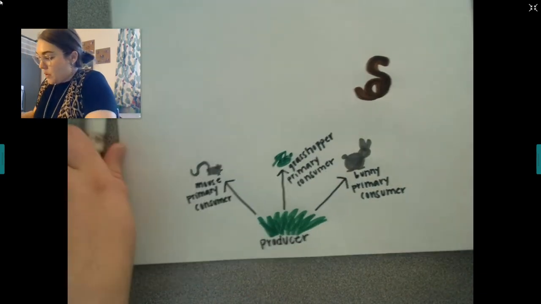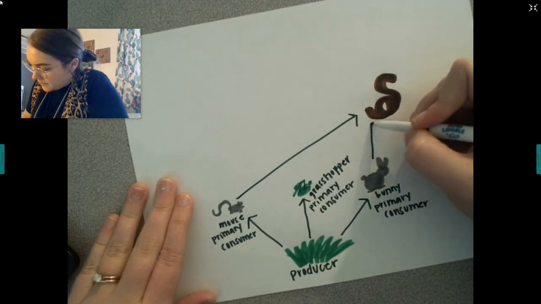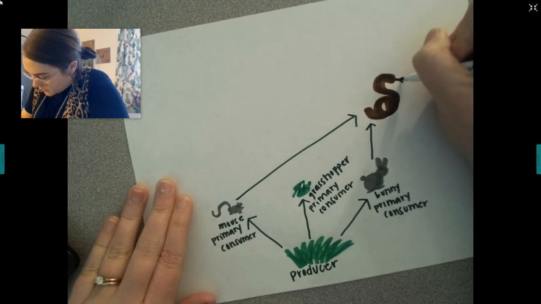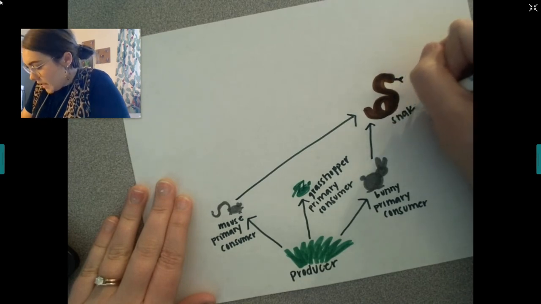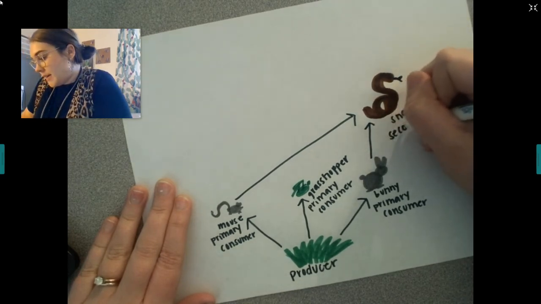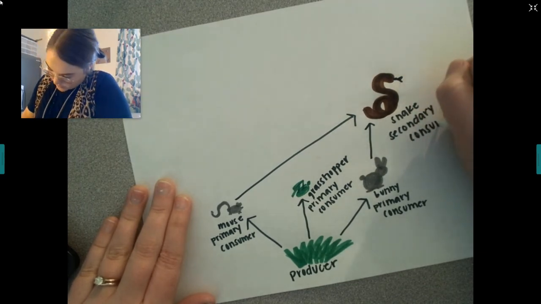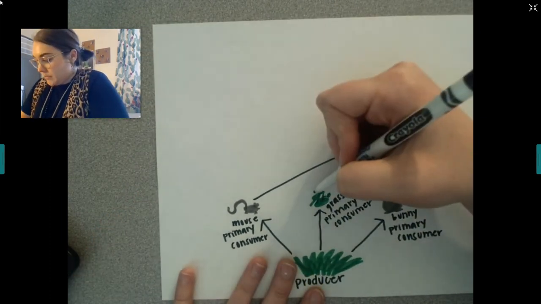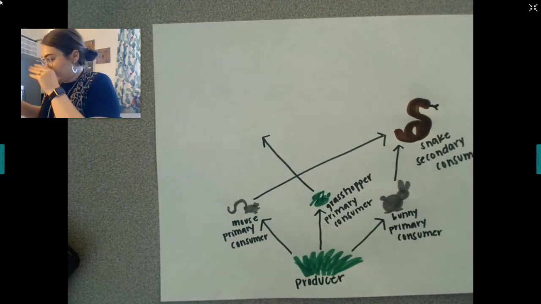So both the mouse and the bunny got eaten. I'm trying to make him a tongue. By a snake. And that is a secondary consumer. So what could have eaten the grasshopper? Let's put it over here. What could have eaten the grasshopper?